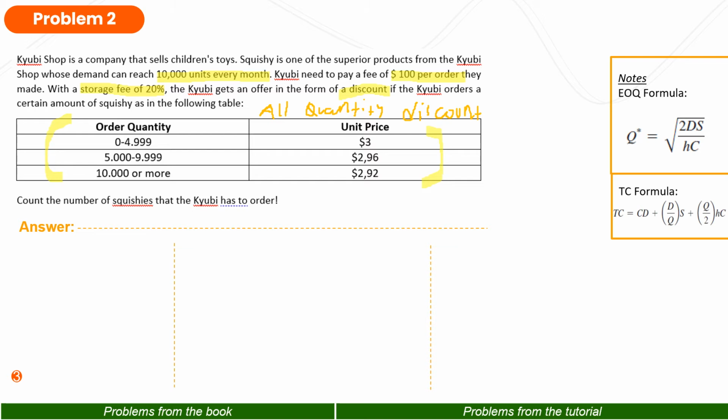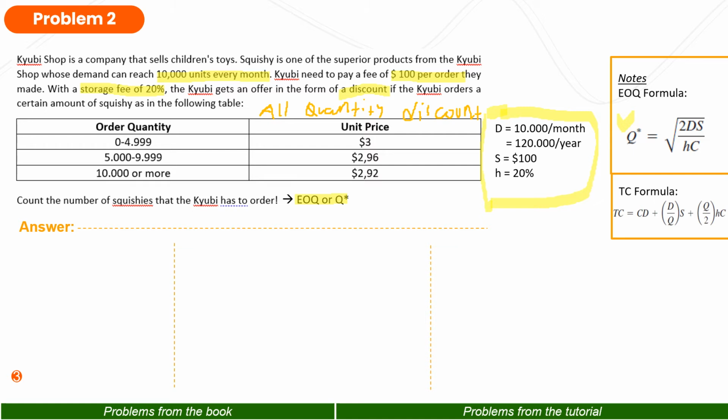So in this problem, we also need to compute the Q star or the EOQ. And this is the information that we get from the problem, the annual demand. Because it is still in months, we need to change it to years. So 10,000 times 12, and we get 120,000 units per year. Then the ordering cost is $100 and the fraction of holding cost is 20%.